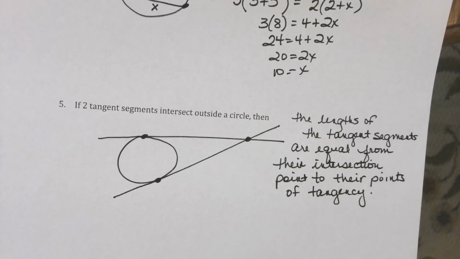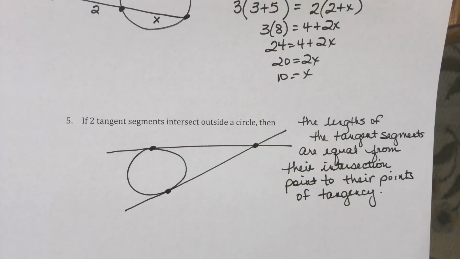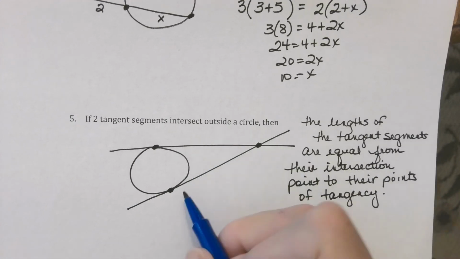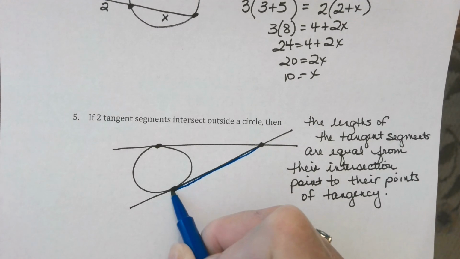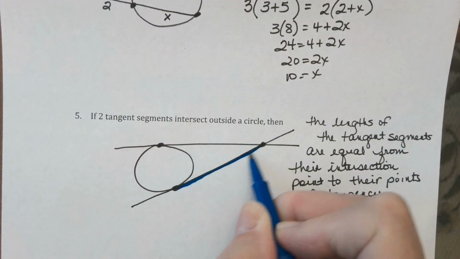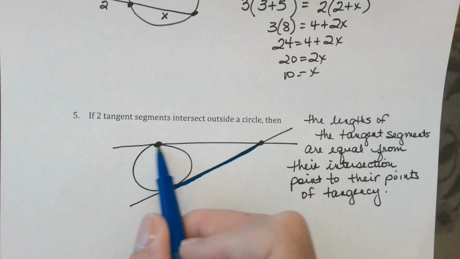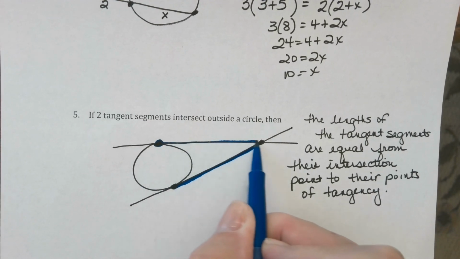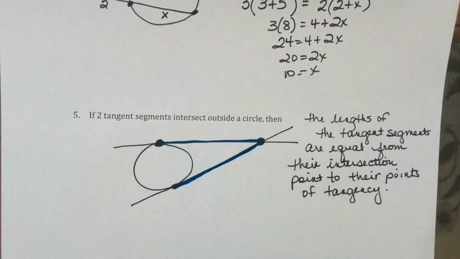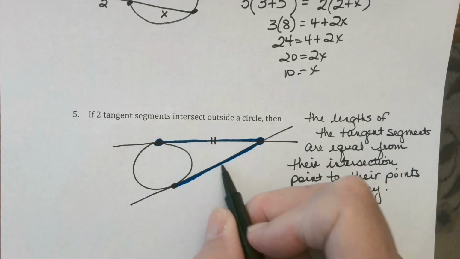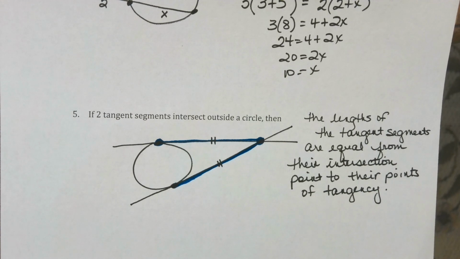This diagram has more on it than you need, because sometimes that's just the way it looks. We're talking about this right here, from the point of tangency to the point of intersection. This is the part of the diagram that we're going to focus on, and what it is saying is that these are equal. So hopefully this is a good review of these geometry theorems.